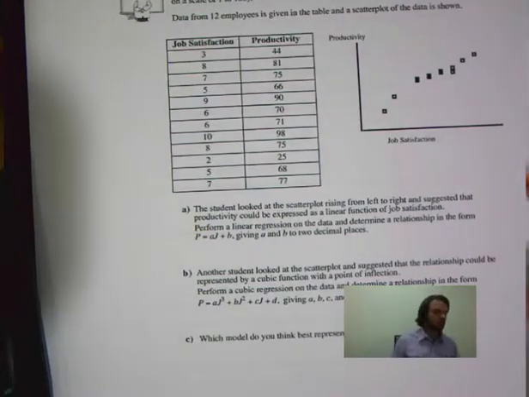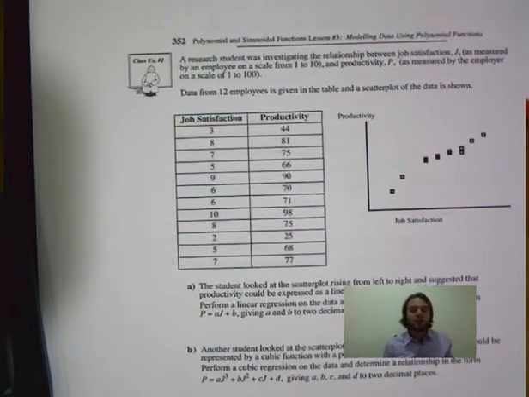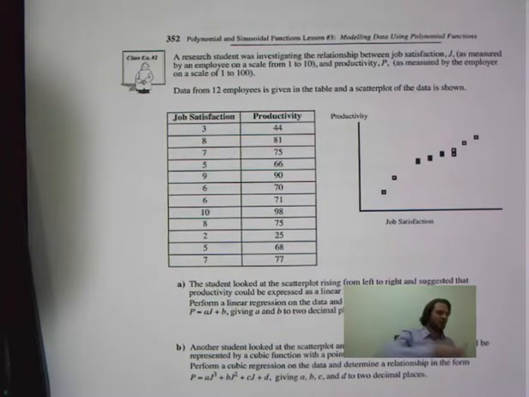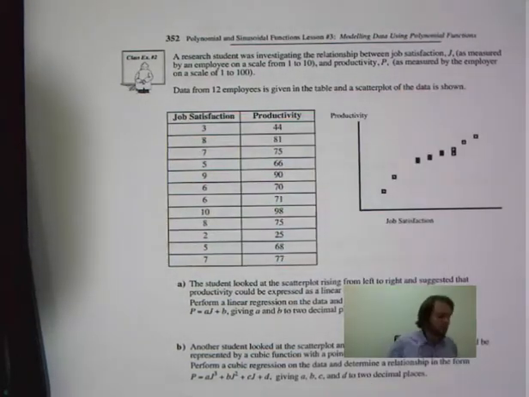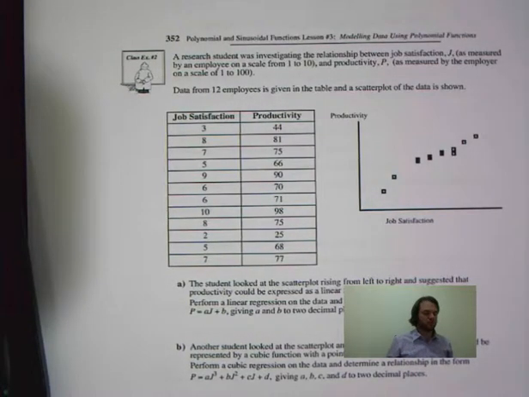A research student was investigating the relationship between job satisfaction, measured by an employee scale from 1 to 10, and productivity, measured by a uniform employment scale from 1 to 100. Now on the graphing calculator, we want to graph a scatter plot and then the regression equation. You might remember this from the logarithmic and exponential regression.